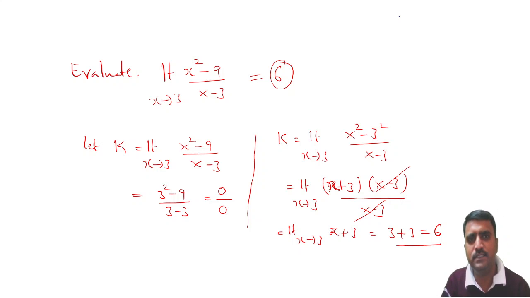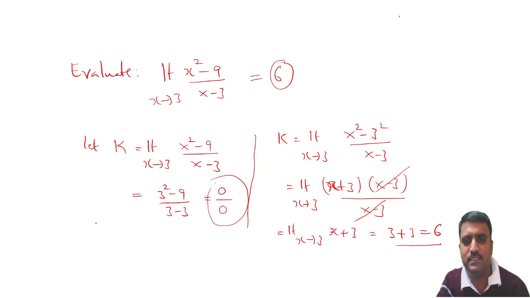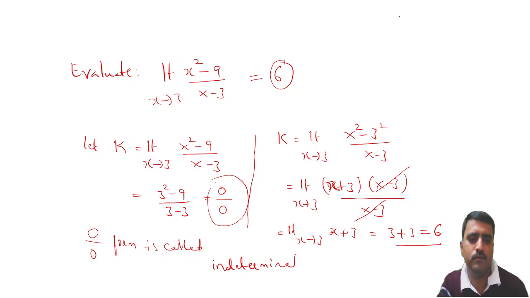This is one method of evaluating limits. Whenever it appears 0 by 0 or infinity by infinity, we use some different methods to evaluate that type of limits. When we apply the limit and it appears 0 by 0, this form is called an indeterminate form. That means we have still not determined that value.